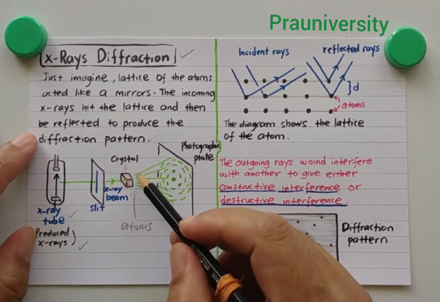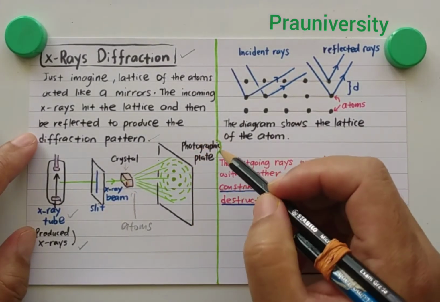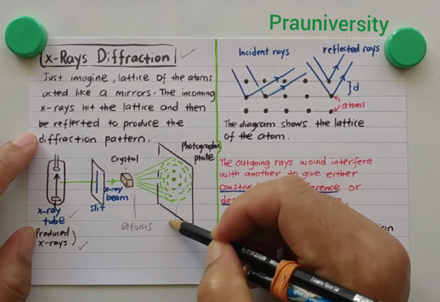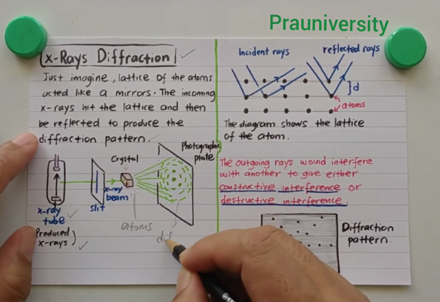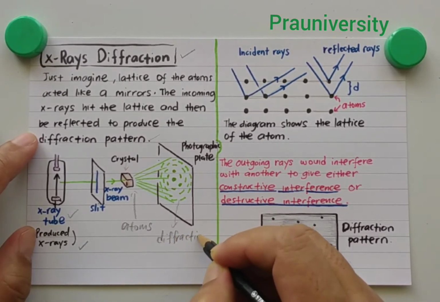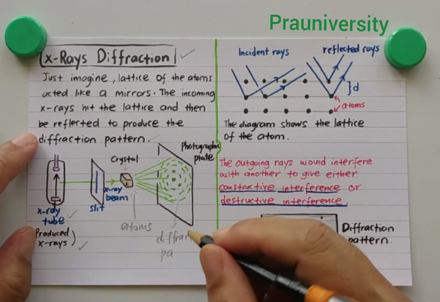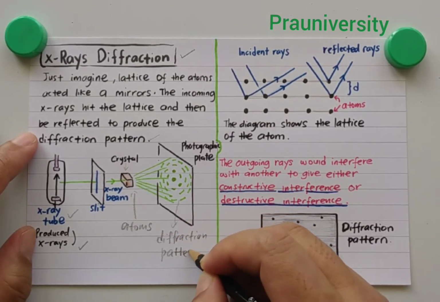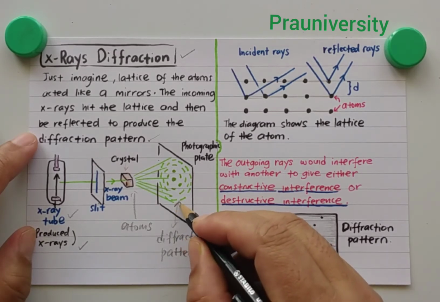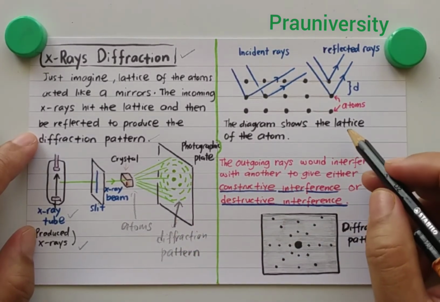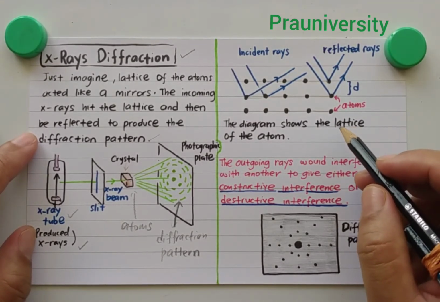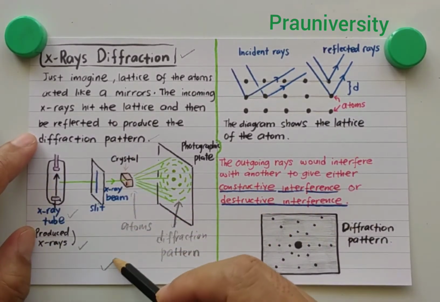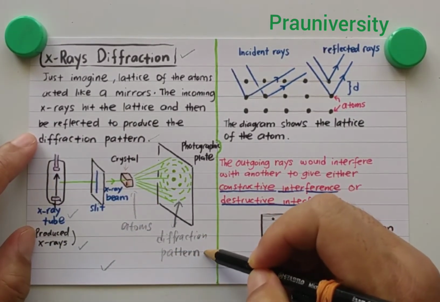And then what happens? They reach the photographic plate. On the photographic plate they produce the pattern. In this case it is the diffraction pattern. This one is the diffraction pattern. This is the simple diagram, or the simple experiment, to produce the X-ray diffraction pattern.